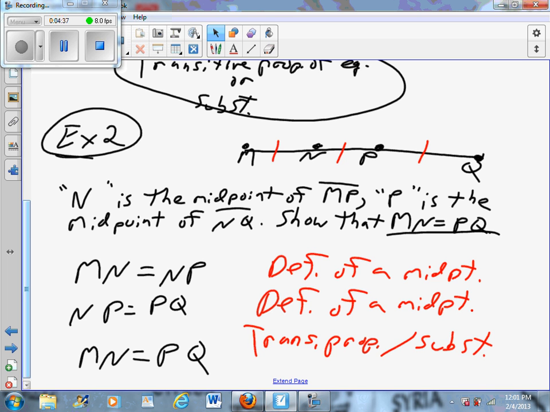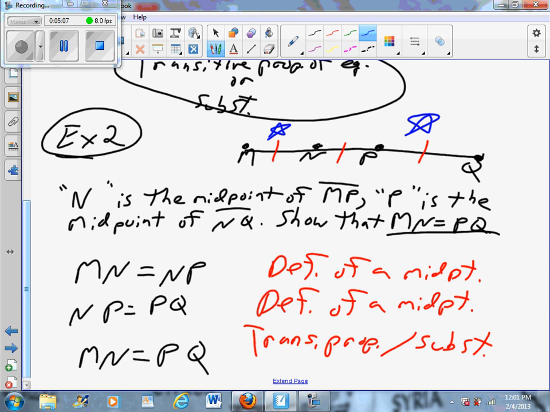The same thing, I can state that NP is also equal to NQ because P is that midpoint, cutting that particular part of the segment into 2 pieces. Now, if N is the midpoint of MP and P is the midpoint of NQ, we need to be able to show that MN is equal to PQ. In other words, we need to show that this part of the segment right here is going to be congruent to this one here.